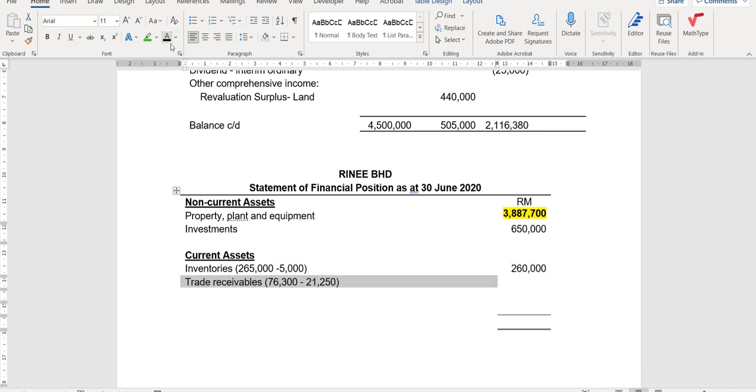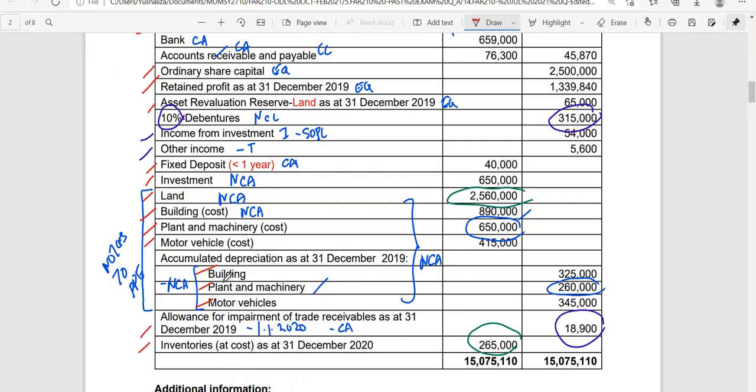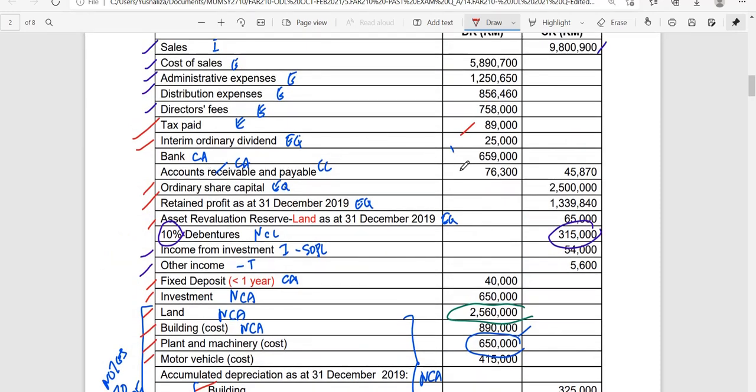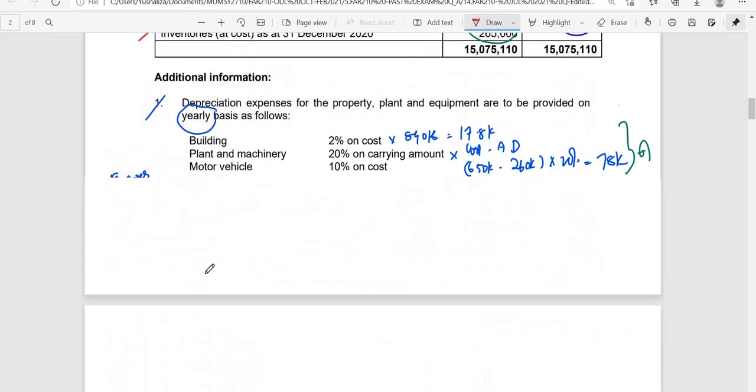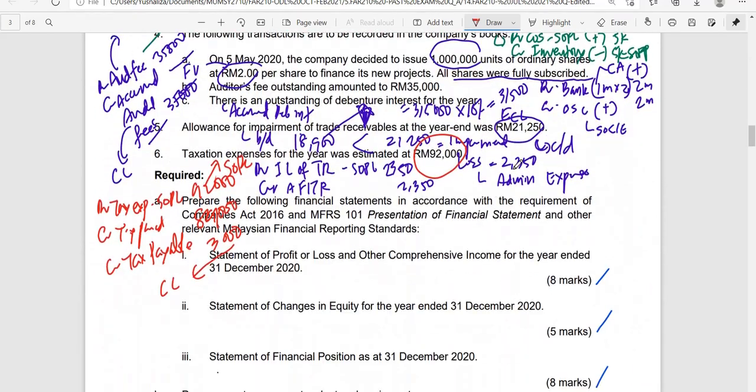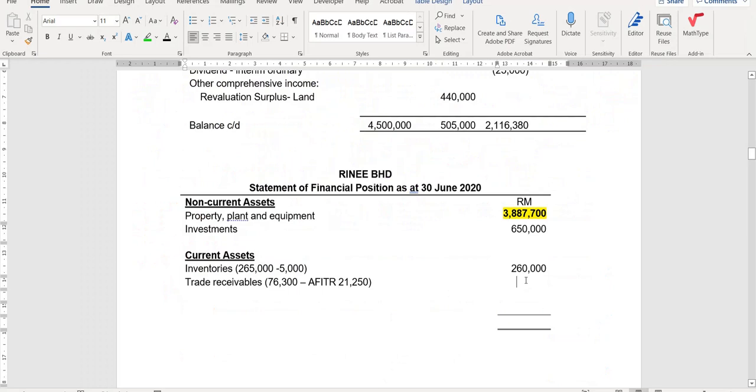Then you have your trade receivable. Trade receivable, you have to deduct with the allowance for impairment. That was the balance. And the trade receivable, the figure that was given is in the trial balance. So you take the trade receivable figure here, right? And the allowance is the one that was given in the additional information number 5, this one. So you will do that and you get your net realizable value of the receivable. I hope this is going to help you.